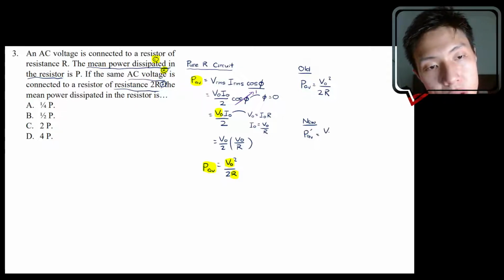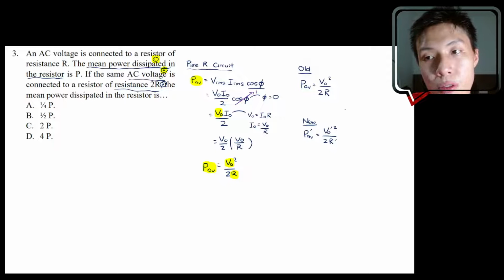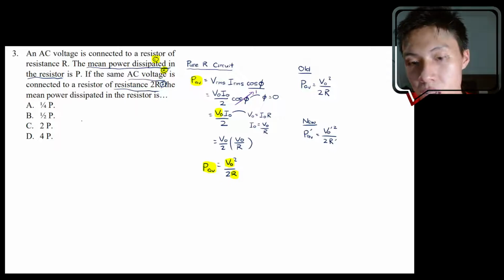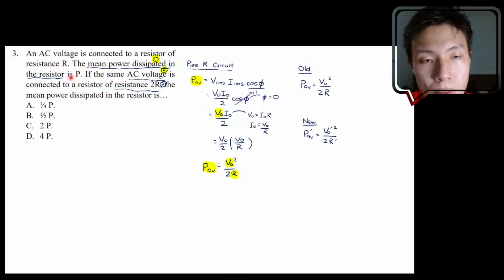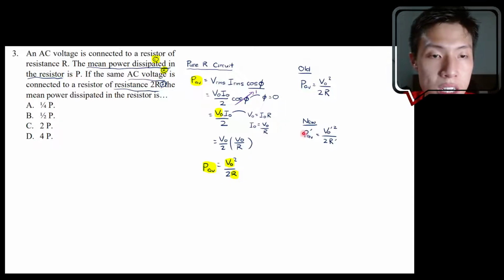We also have a new peak voltage, so the new peak voltage will be V0 prime. So you square it and divide by 2R, but now it will be a new resistance. Okay, so you want to find the relationship between the new resistance and the old resistance. You want to find the new mean power in terms of the old mean power. The new mean power is P average prime over here. You want to find P average prime is how many times of P average.